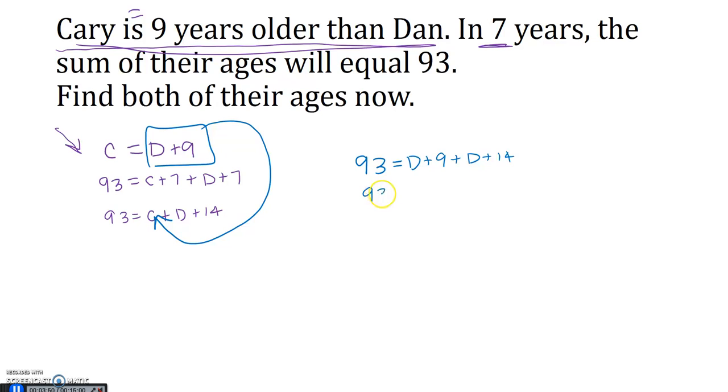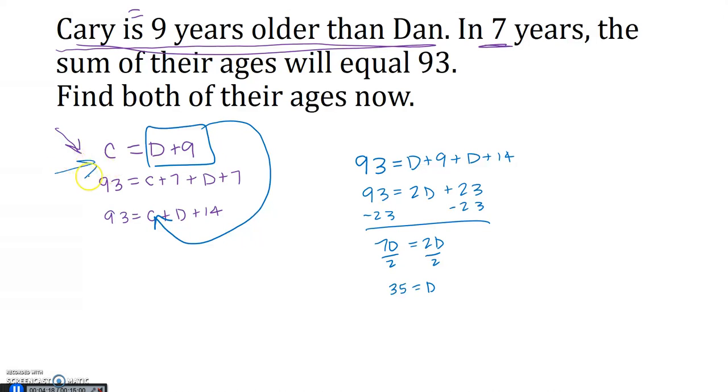Let's simplify a little bit. 93 equals 2D plus 23. And then I will subtract 23 from both sides. And that would be 70 equals 2D. When I divide both sides by 2, I end up with 35. So that means Dan would have to be 35.